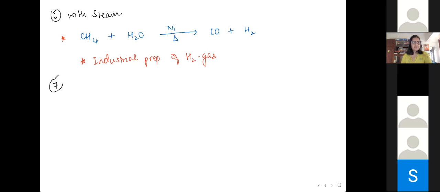And finally, pyrolysis. This is also more of an industrial, commercial significance rather than anything in terms of mechanism and stuff like that. So pyrolysis is mainly used in the petroleum industry. So it's basically cracking of petroleum.